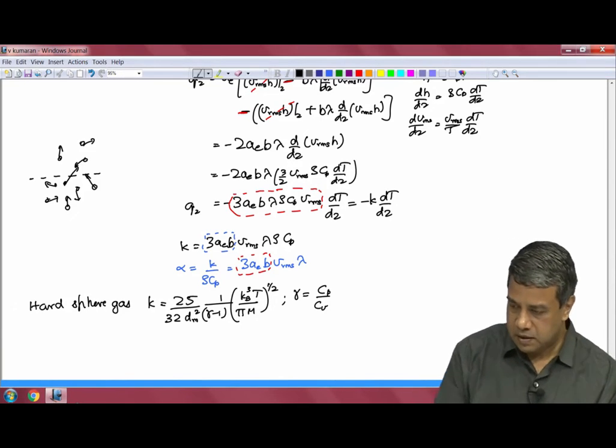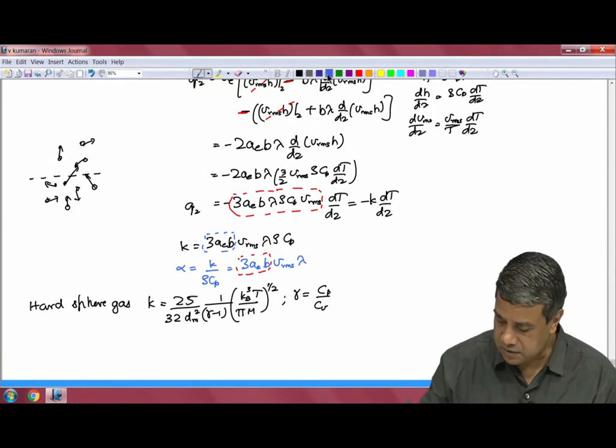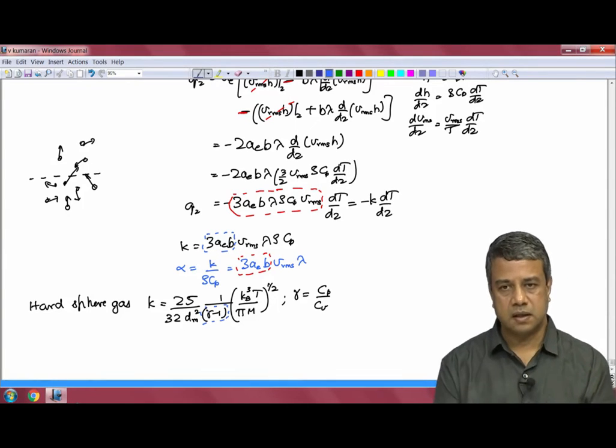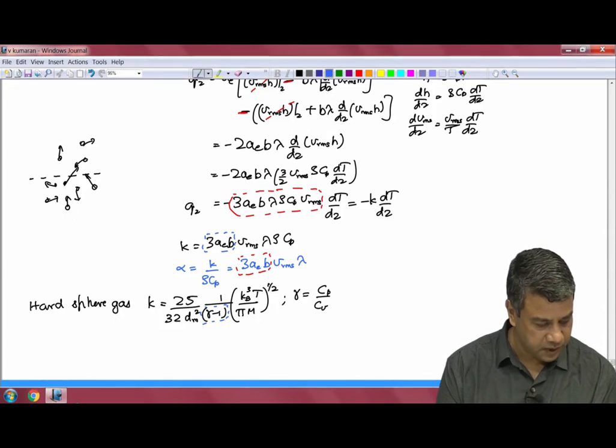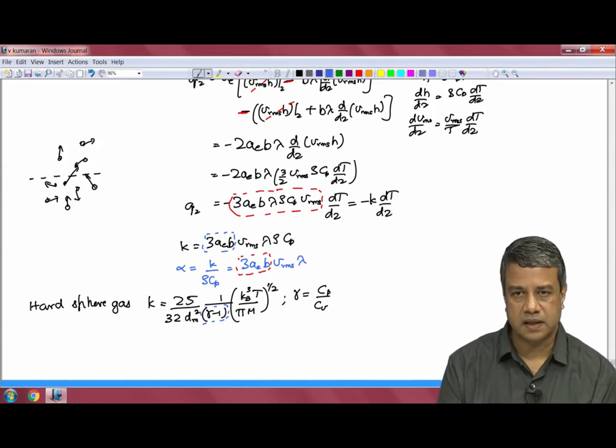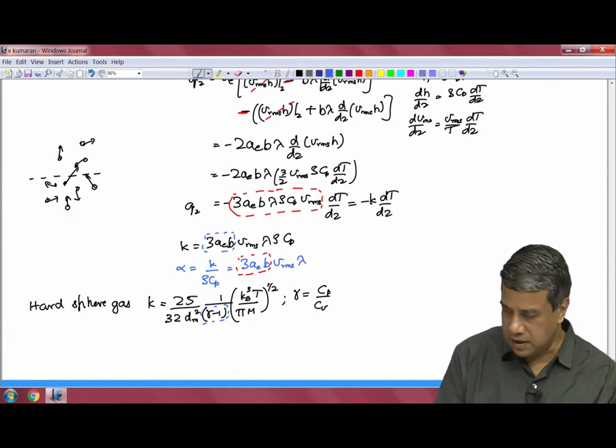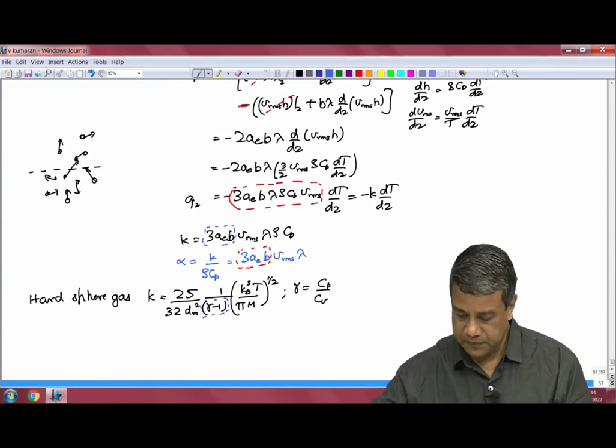So, with this expression for the ratio of Cp by Cv, you can get an estimate for the thermal conductivity in a gas based on the molecular diameter and the molecular mass. So, let us examine how this compares with the actual thermal diffusivity in a gas, in air, for example.